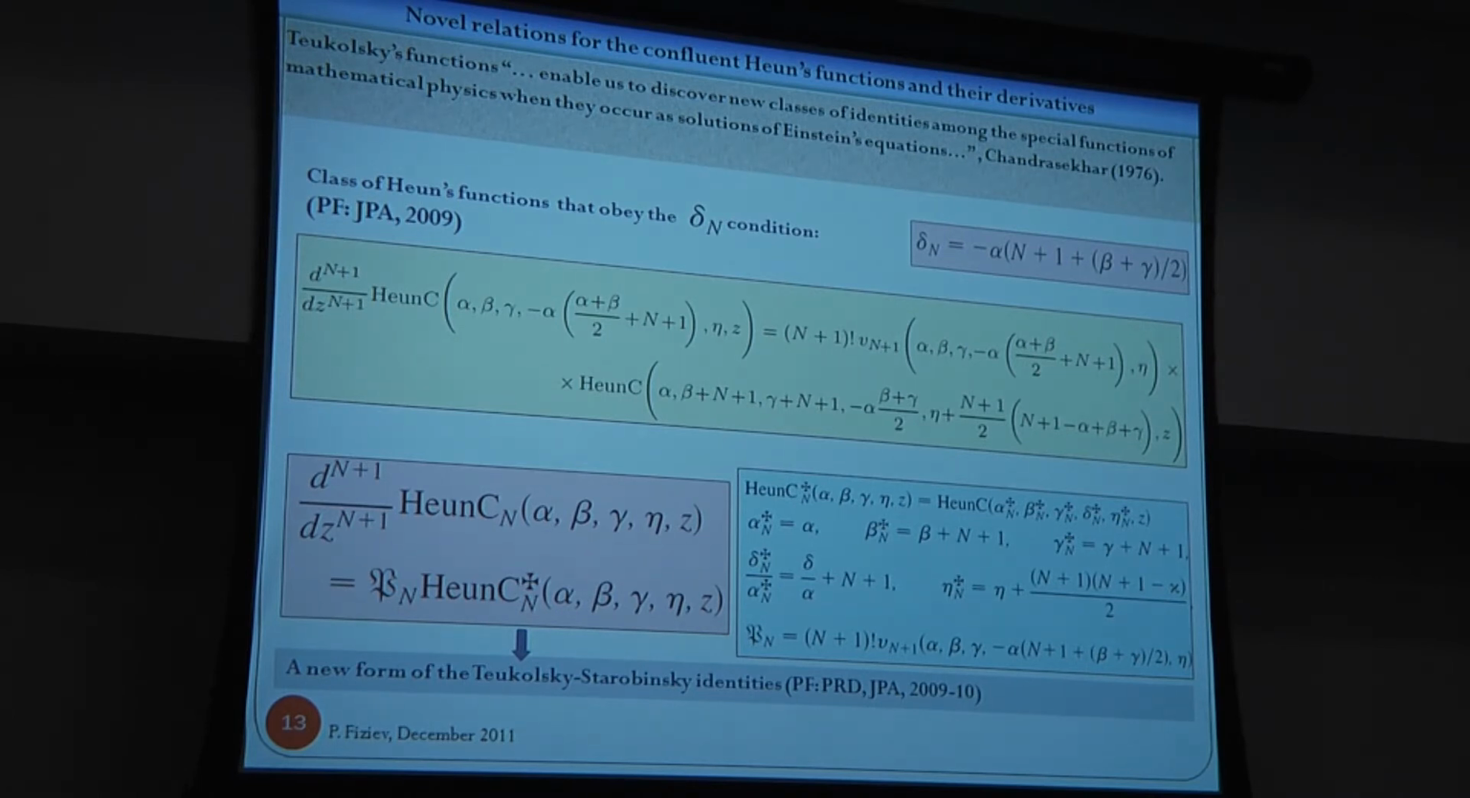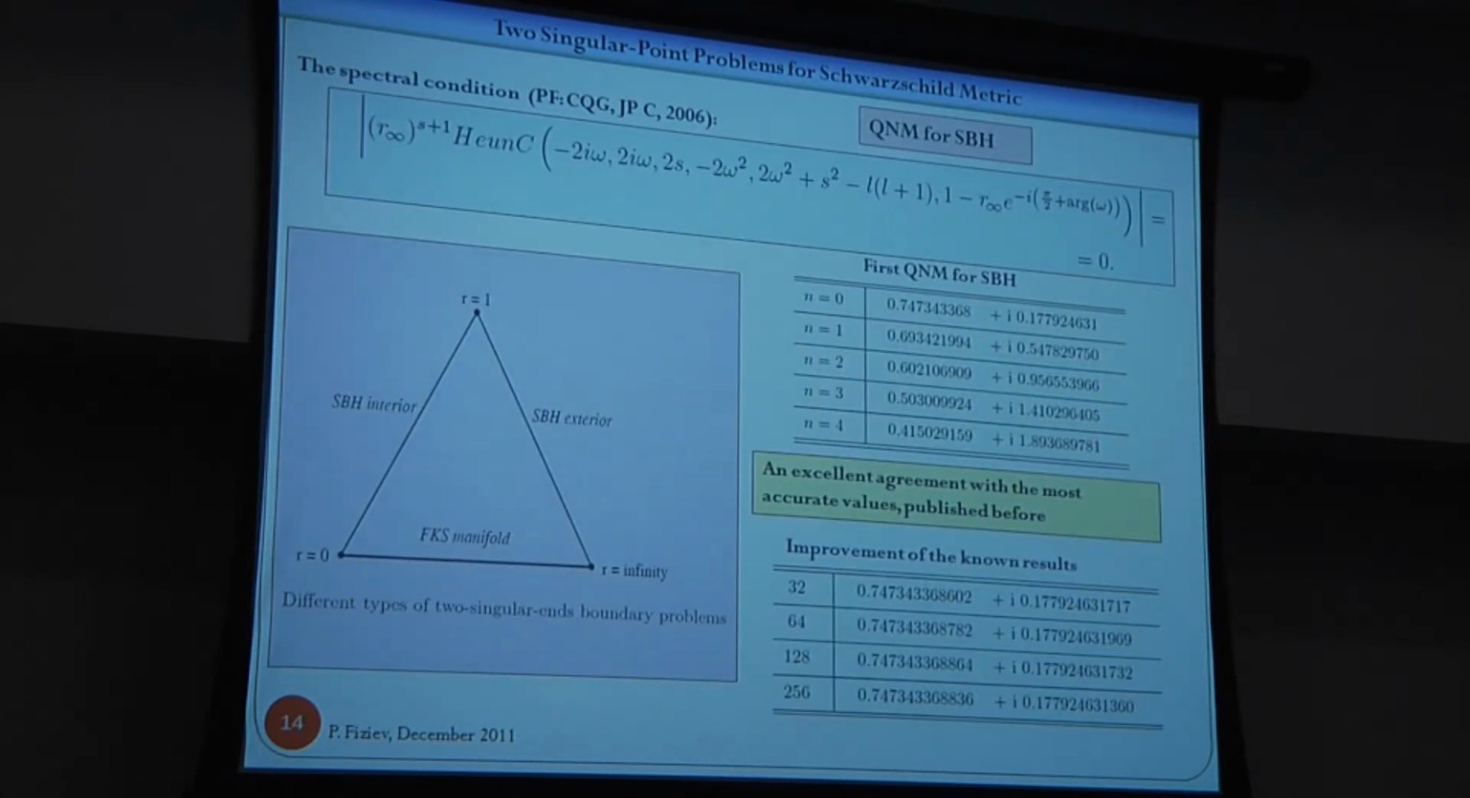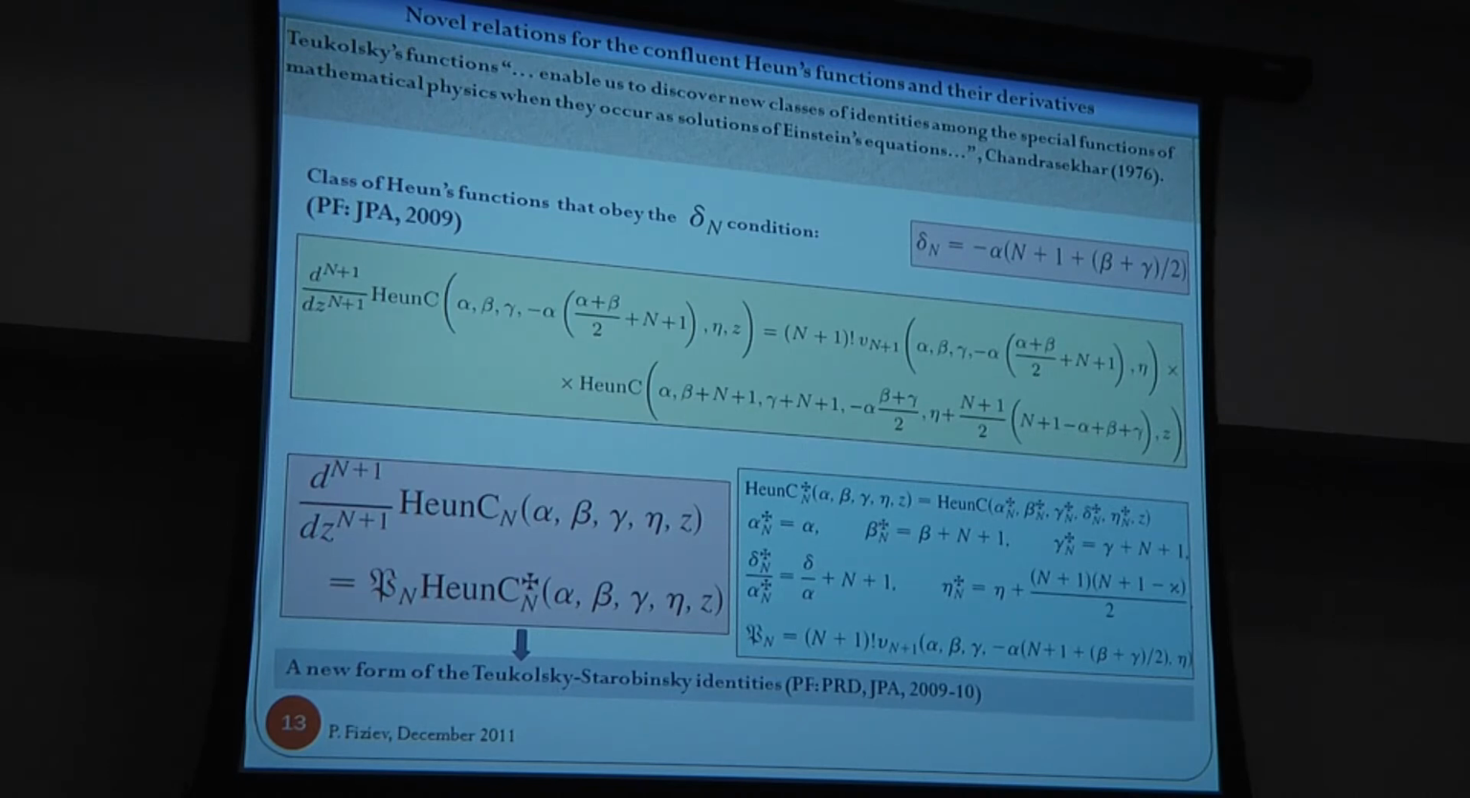This is important from a practical point of view because at present, unfortunately, the only computer package which is able to work with Heun functions is Maple. The last version is Maple 15, but now we are working on Maple 16. And here the package has big problems working with derivatives of Heun functions. So for practical calculations, it is useful to exclude derivatives and to use only the Heun functions.